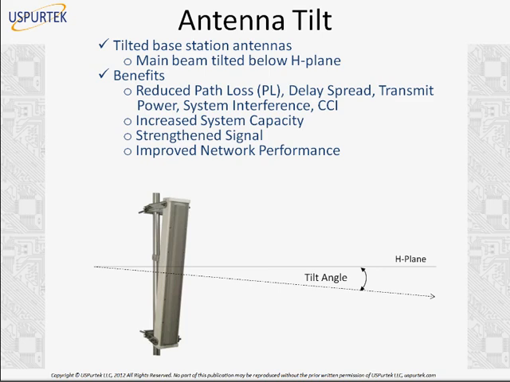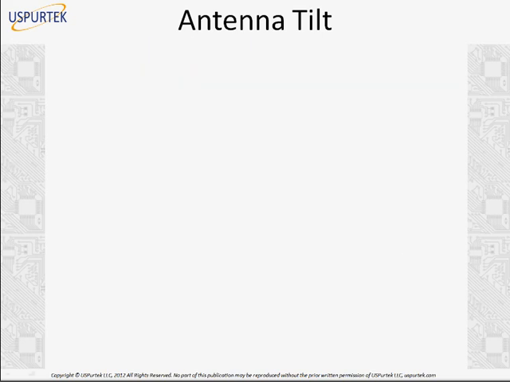You are not wasting RF energy outside where it's not needed, but you are focusing on the users where it is needed. And you reduce system interference, and even co-channel interference, because your signal is contained within a small area. It's not transmitted to other cells. And this helps you to increase your system capacity. You improve your signal to noise ratio and also improve network performance. Now, antenna tilt can be done in two ways.